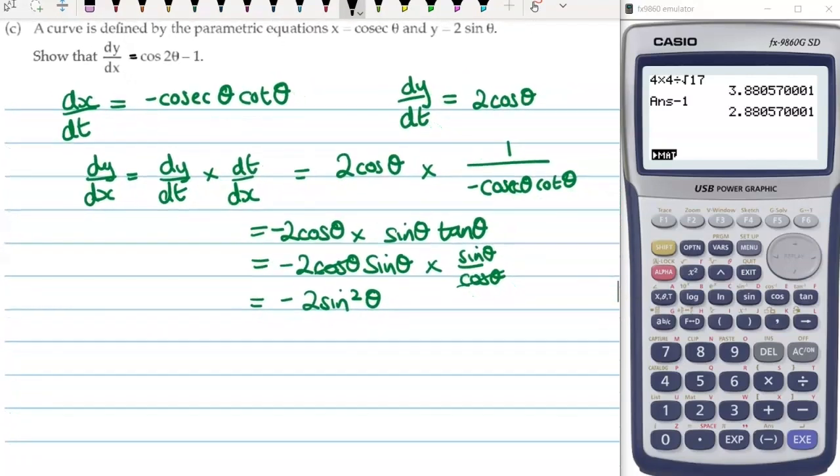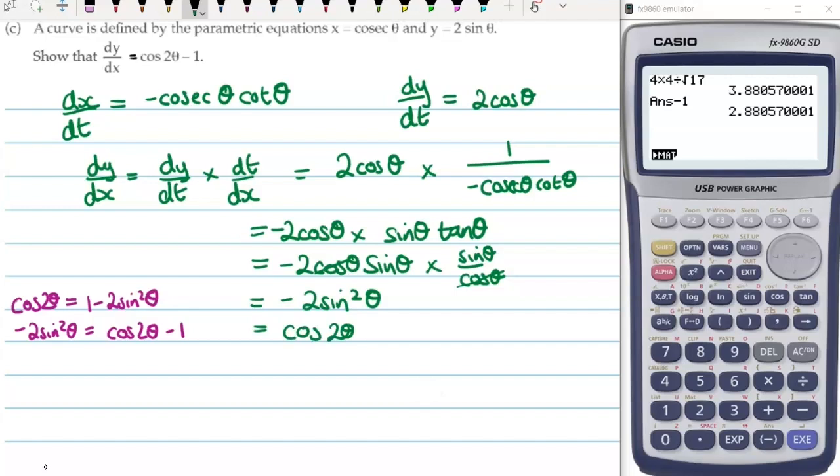So let's use our trig identities to turn that into something that uses cos theta. Now that is that cos 2 theta is equal to 1 minus 2 sine squared theta. So minus 2 sine squared theta is equal to cos 2 theta minus 1, just by rearranging that. So therefore we can say that this down here equals cos 2 theta minus 1, as was required.